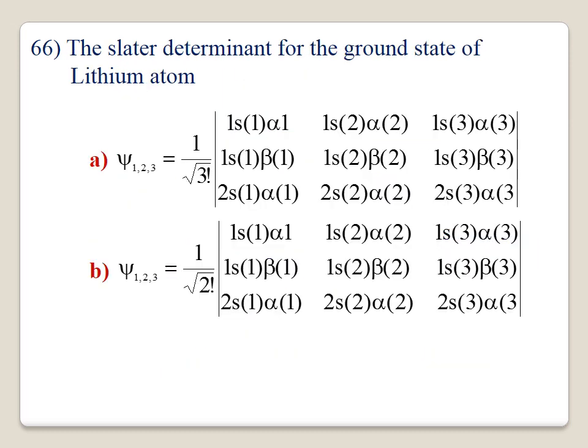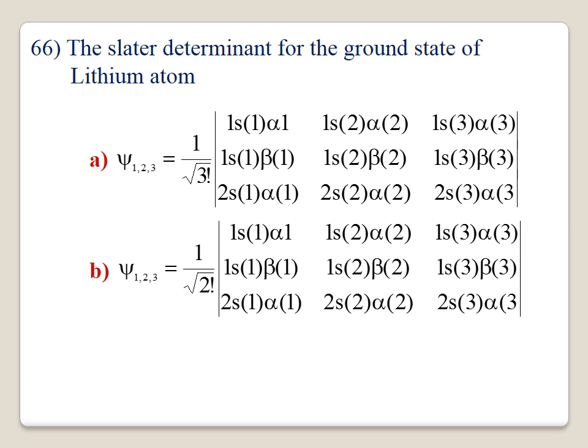66. The Slater determinant of the ground state of lithium atom. Here 1s orbital and 2s orbitals are involved. Lithium has three electrons, present in the orbitals 1s2 2s1. The 1 by root n is the normalization constant. Here three electrons are involved, therefore the normalization constant is 1 by root 3. That is correct. The second one is wrong because it is 1 by root 2.